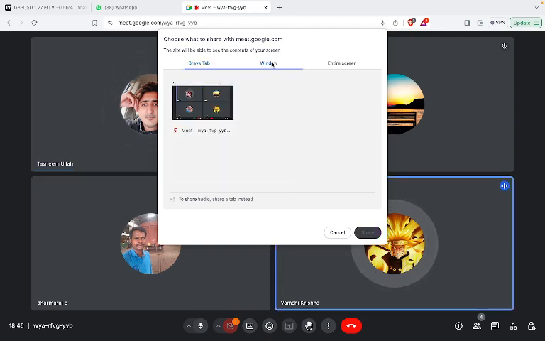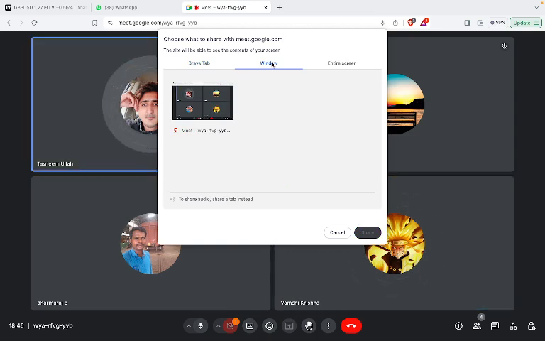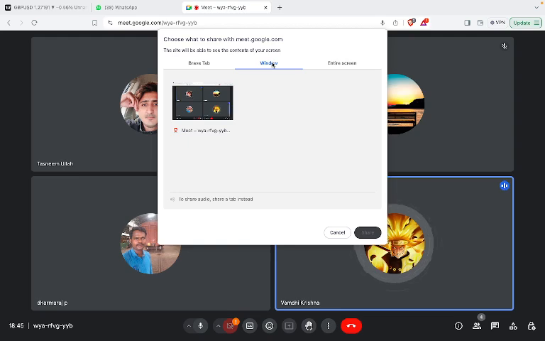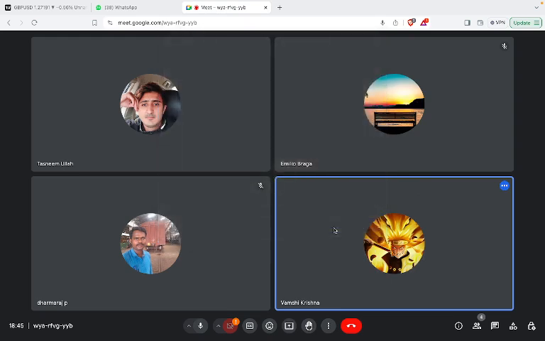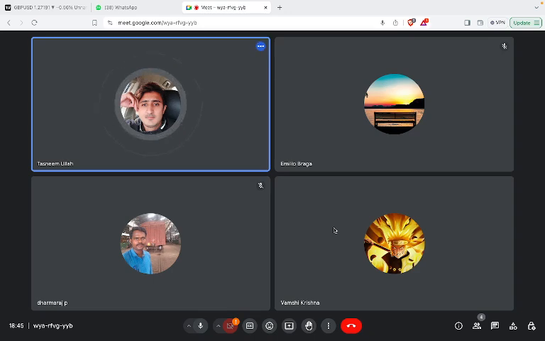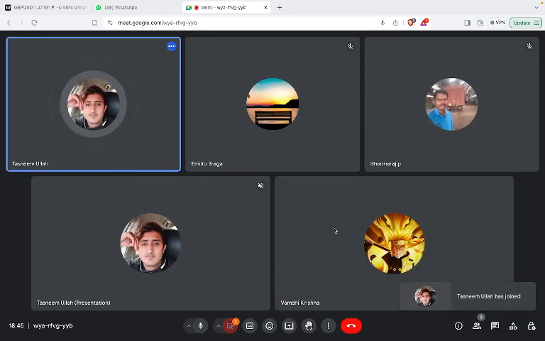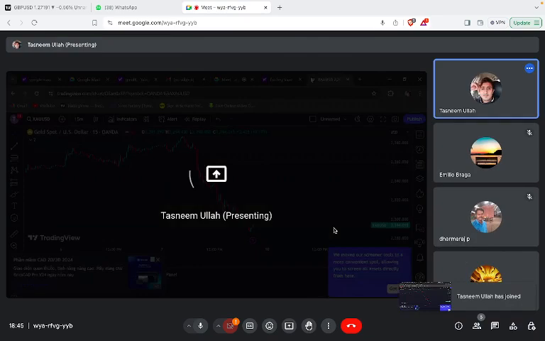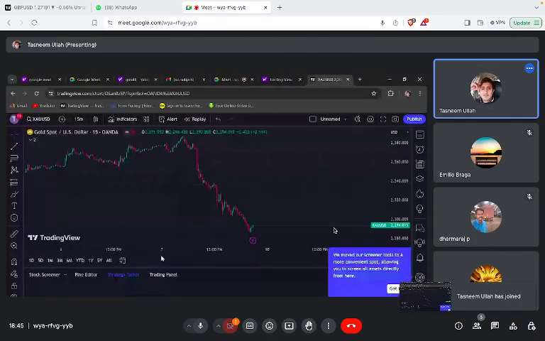There's also an option called window. You can also click on it. Yes, window is visible to me. Yeah, click on window, then click on the screen and then share. Okay, sir, now is it sharing? Yeah, we can see you. This is M15. Sir, this is M15. Yeah.